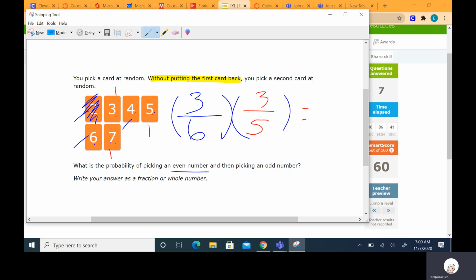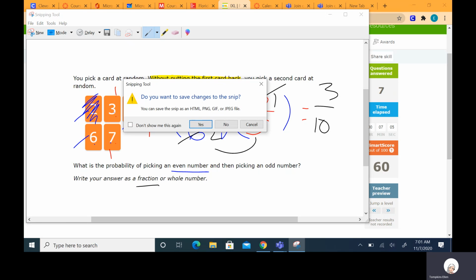Okay. Now, I can cross cancel, which I do want to do because I want to make my life easier. So I'm going to reduce along the way. I'm going to divide that 3 out, 1 and 2. And that is going to give me 3 times 1 is 3. 2 times 5 is 10. So fraction or whole number, I'm good to go. 3/10.